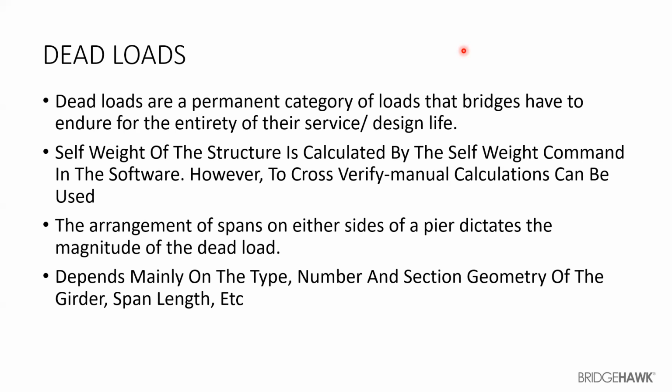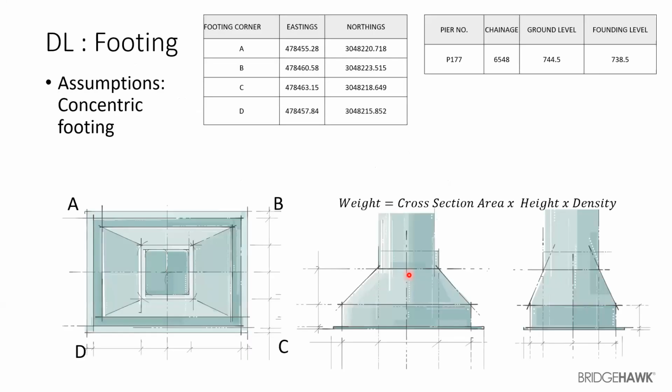So the dead load mainly depends upon the number, the type, the section geometry, the span lengths, etc., as we had previously discussed. For example, if I have to calculate the dead load of the foundation, it is a very simple exercise. I just need the cross-section area, the height, the density, and I have the dead load with me. So the problem does not lie with the dead load of the foundation or the pier, which is quite simple. It lies in knowing which dead load would actually actuate into movement.